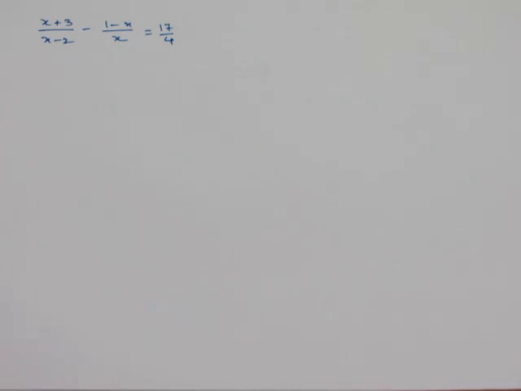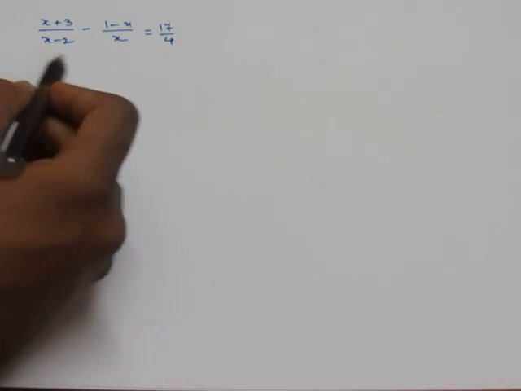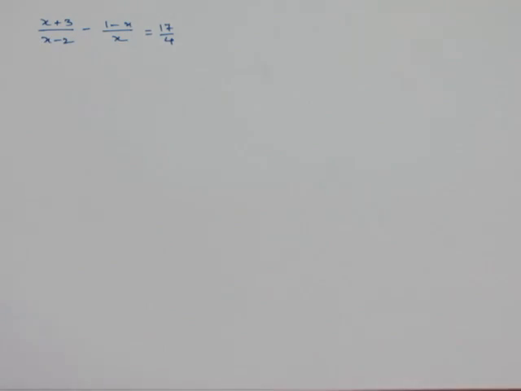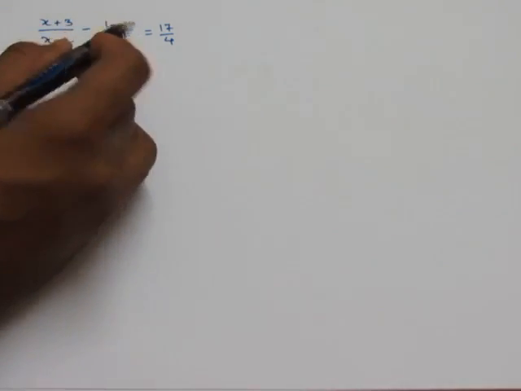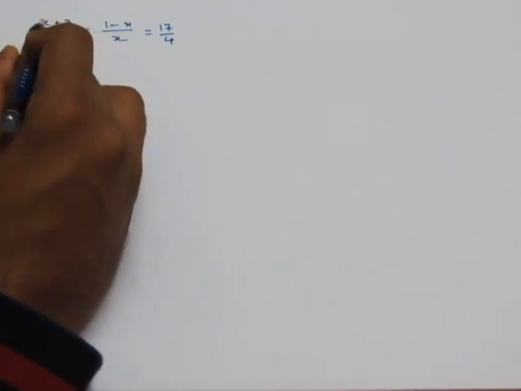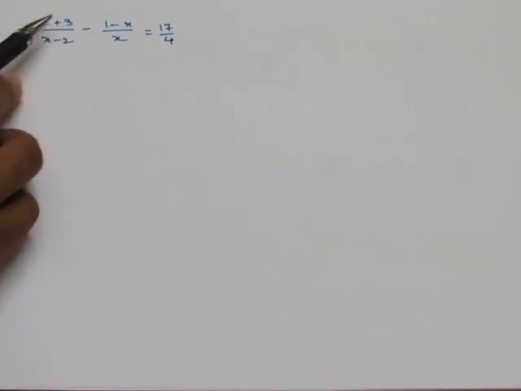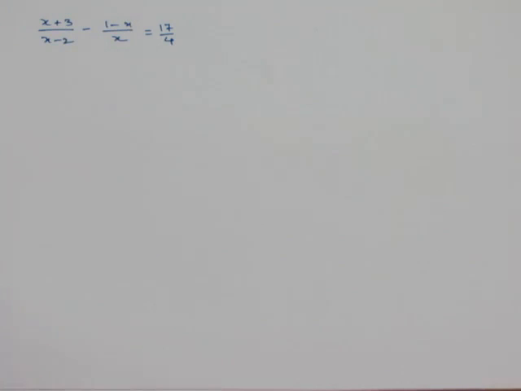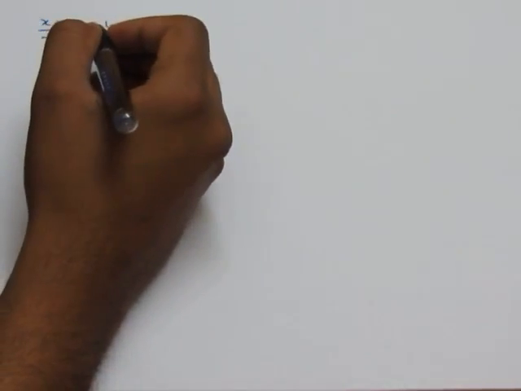So I am given this equation and now I have to find the value of x for which the LHS gives me 17 by 4. So that is the value of x at which I get the value of this expression as 17 by 4. To solve this, what we do is we take the LCM of the LHS.